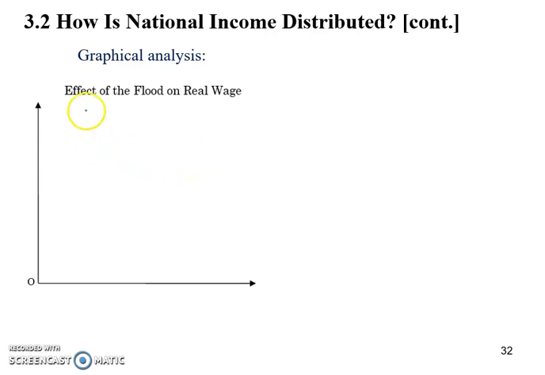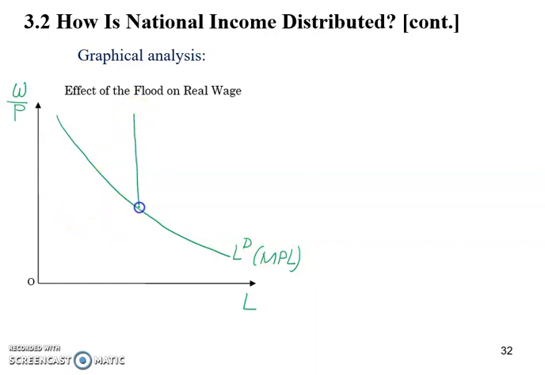Okay. Now the next thing we're going to check out is a graphical analysis. Here, the effects of the flood on the real wage. Again, we put W over P here, and the quantity of labor here, and we find that this is the labor demand curve. As we said before, it's also the marginal product of labor curve, right? The quantity of labor is going to be a vertical line because the labor input is fixed by assumption, right? So here, that's the initial real wage, okay, and this is the quantity of labor.